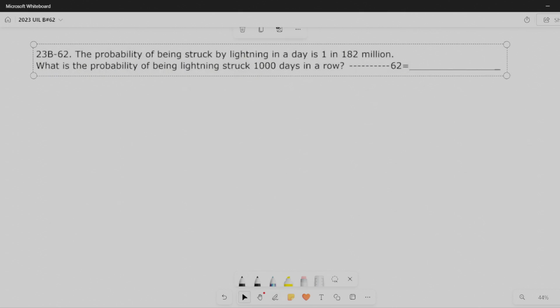Okay, now it's time for you to try your hand at some problems. The next problem is from the year 2023, the UIL B release, Calculator Applications, number 62. And let me go ahead and read the problem. It says, the probability of being struck by lightning in a day is 1 in 182 million. What is the probability of being lightning struck 1,000 days in a row? I guess that probability would not be 0, but it's awfully close to 0. So let's go ahead and pause the video and try your hand at it. And I'll fast forward to my work and see if your work agrees with mine. So there you go. Go ahead and pause the video.